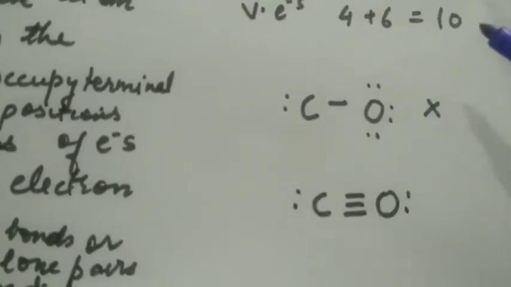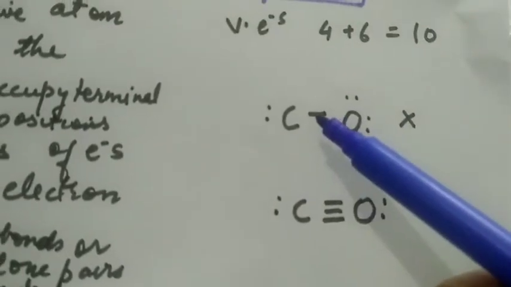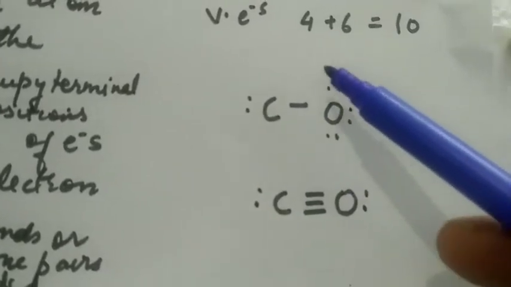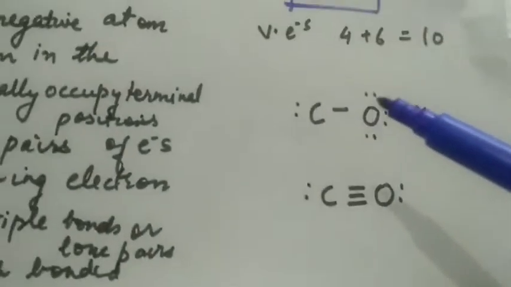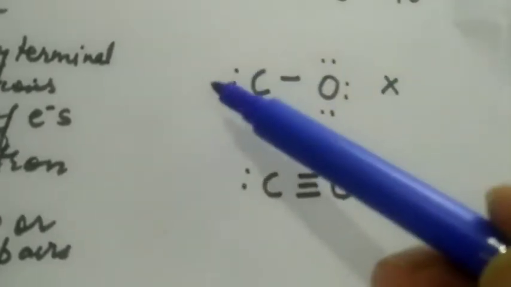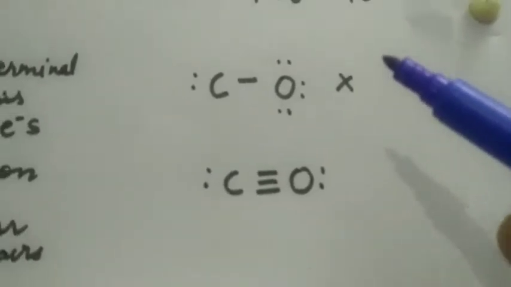The first step is to put 2 electrons or a single bond between the atoms and then try to complete the octet. We have to distribute 10 electrons, 2 for this bond, 8 electrons. So in order to complete the octet for oxygen, we put 6 electrons and the remaining 2 with carbon. This completes the octet of oxygen, 6 plus 2, 8 electrons. But the octet for carbon is incomplete. There are only 2 plus 2, 4 electrons for carbon. So this structure is not the correct structure, so I have put the cross over here.